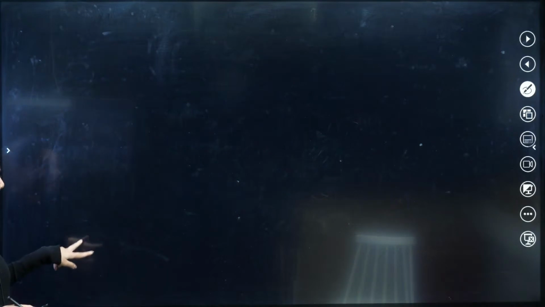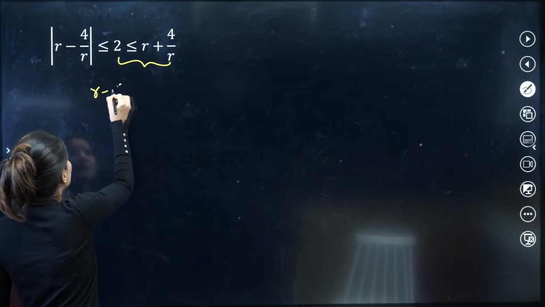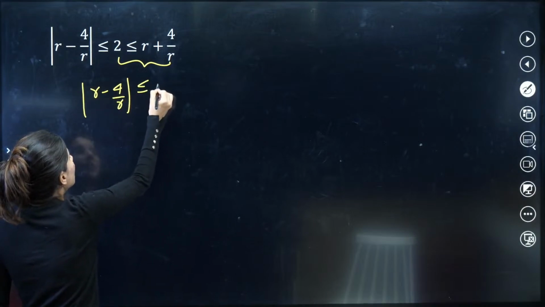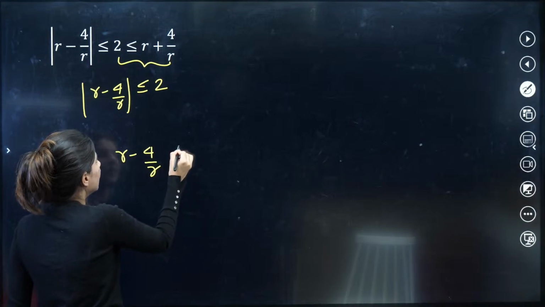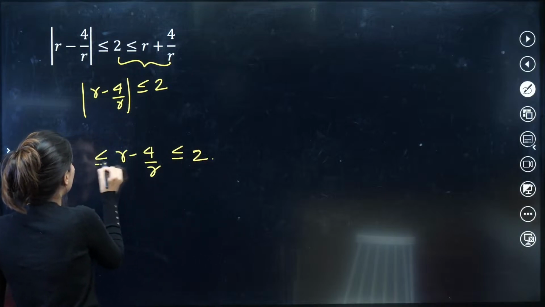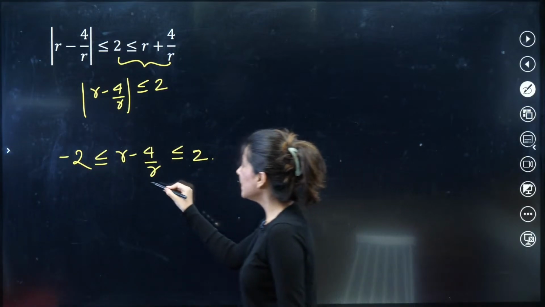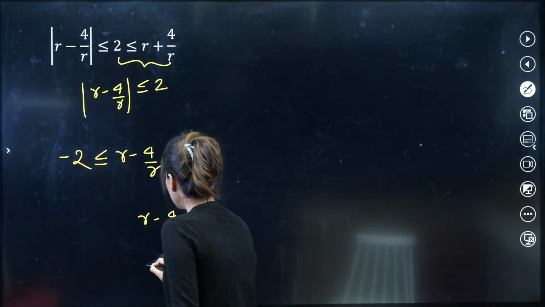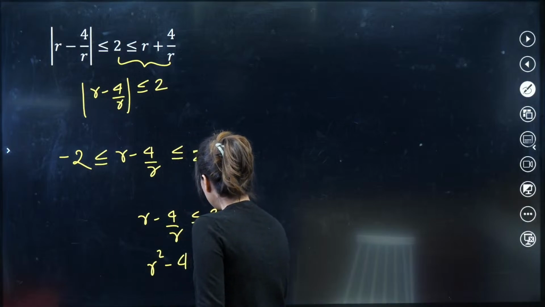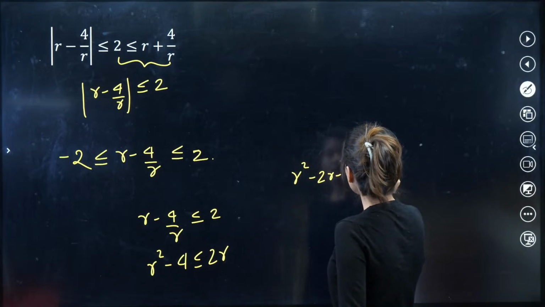And what is that inequality? This is your first inequality, which gave me nothing. This is your second inequality, which is mod of r minus 4 by r less than or equal to 2. Again, now I have to open the modulus. So r minus 4 by r is lying between 2 and minus 2. So again, 2 more inequalities, and this and this separately we need to solve. So r minus 4 by r is less than or equal to 2, so r square minus 4 is less than or equal to 2r, or r square minus 2r minus 4 is less than or equal to 0.